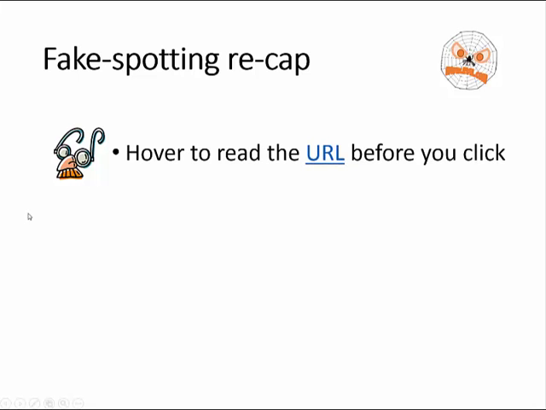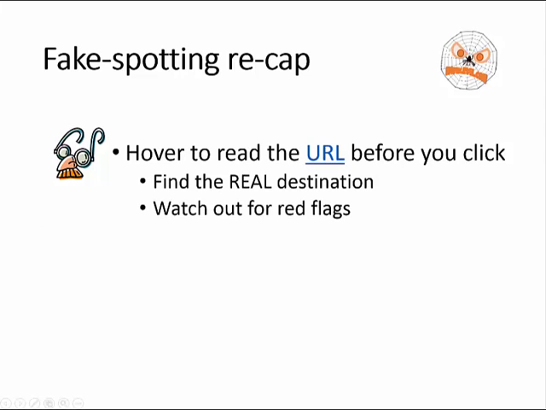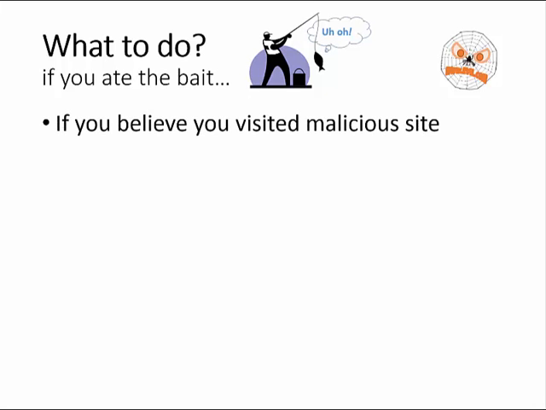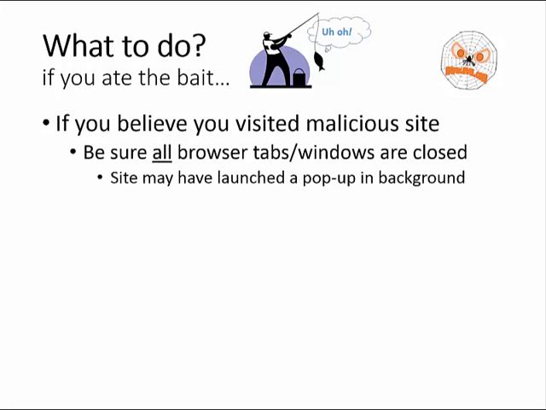So let's recap. Hover over the URL and read it before you click. Find the real destination. Watch out for the red flags we just discussed, such as decoy domains, missing dots, and name variations. Now, what do you do if you messed up and you actually ate the bait? If you think you visited a malicious site, first thing to do is to make sure all your browser tabs and windows are closed. And watch out because the site may have launched some pop-up windows in the background. You want to make sure they're all closed. Then run a virus scan on your PC to make sure it didn't install anything.